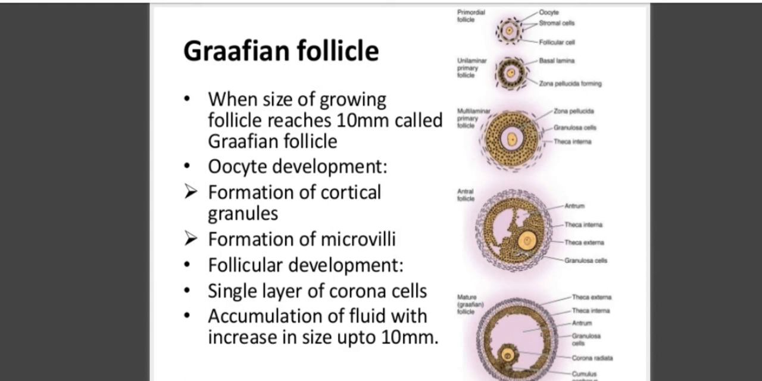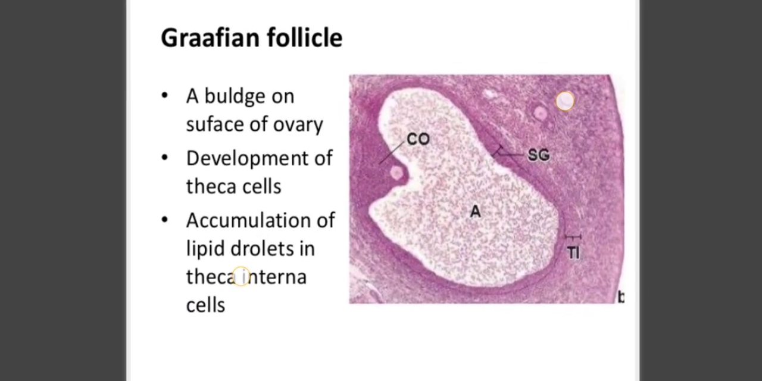Next, follicular development: a single layer of corona cells, accumulation of fluid with increase in size up to 10 mm. Graafian follicle: a bulge on the surface of the ovary, development of theca cells, accumulation of lipid droplets in theca interna cells.